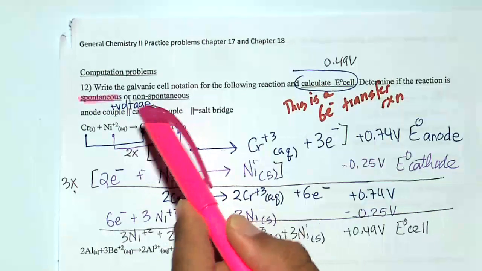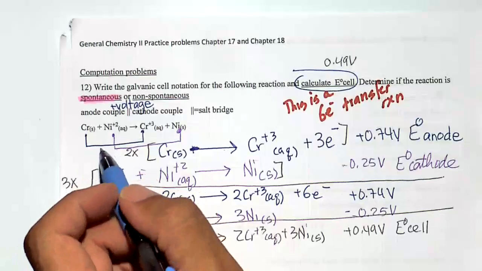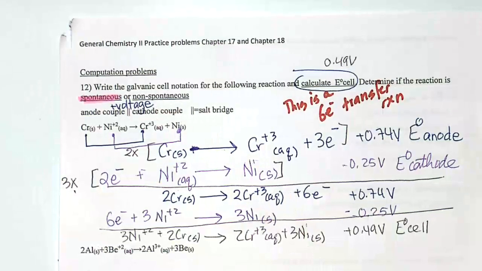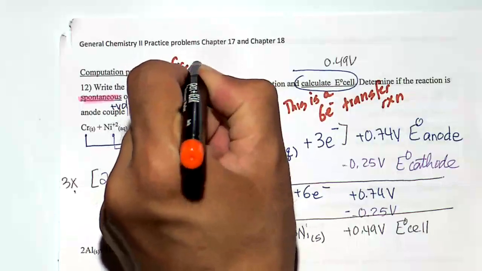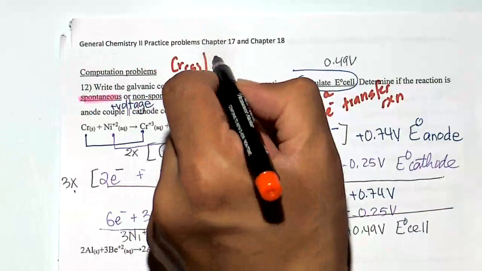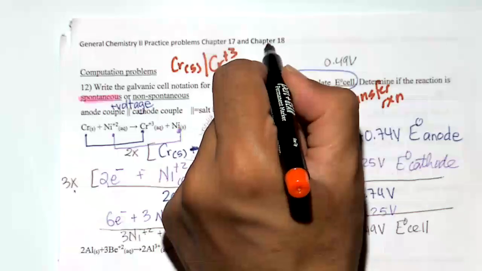And then we've got to put it in this notation. Don't forget to do this. What is our anode couple? Chromium. So it's going to be Cr solid. You're going to draw one straight line down, Cr plus 3 aqueous.